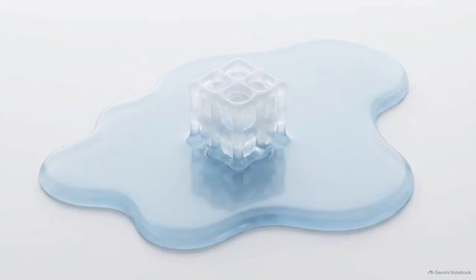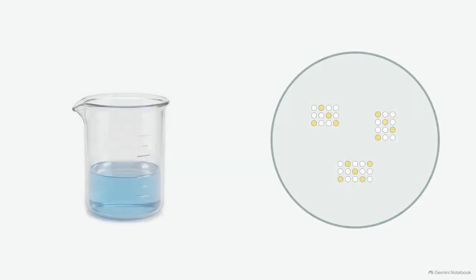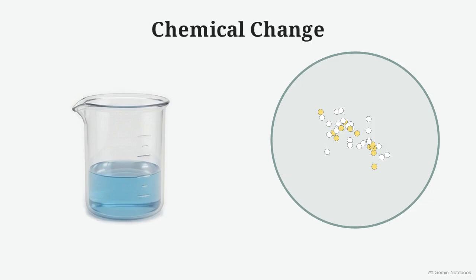When matter changes shape or state, like that ice melting, it is undergoing a physical change. The water looks different, but it remains exactly the same substance. If you leave a glass of milk out on a warm day, it turns sour and thickens into curd. That is a chemical change. The particles have reorganized themselves to create an entirely new substance with a new set of rules.